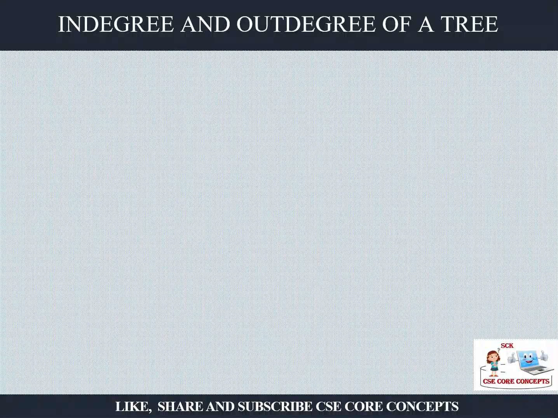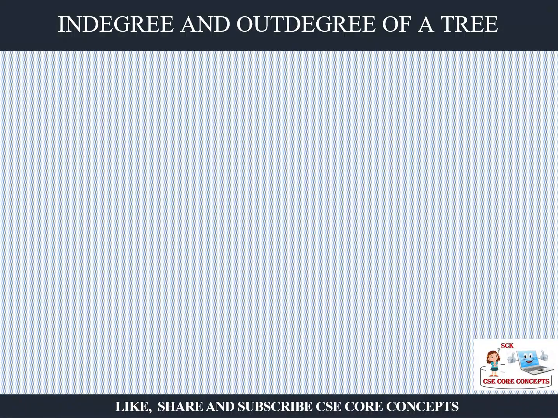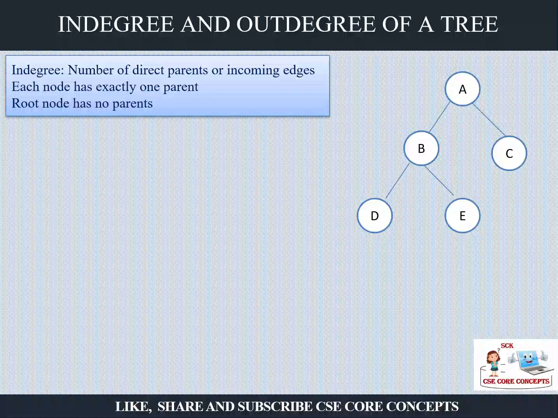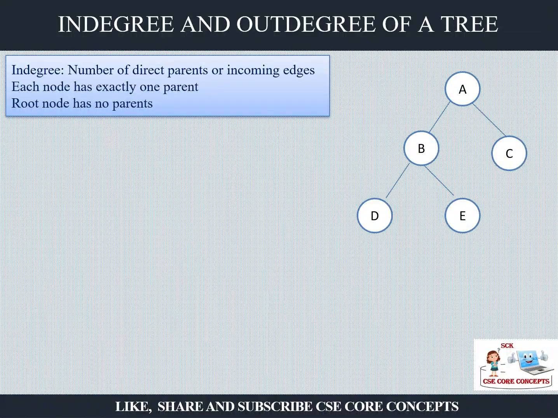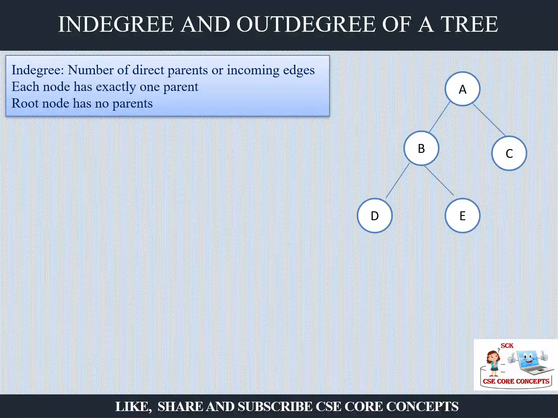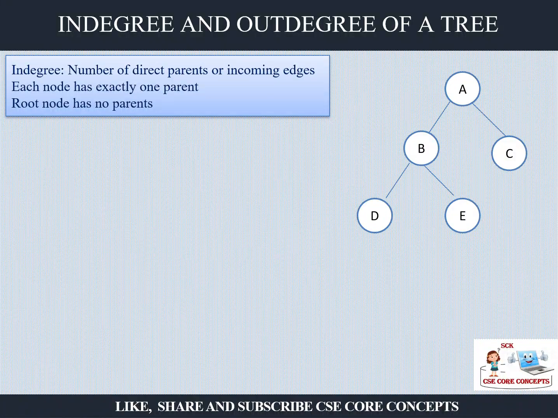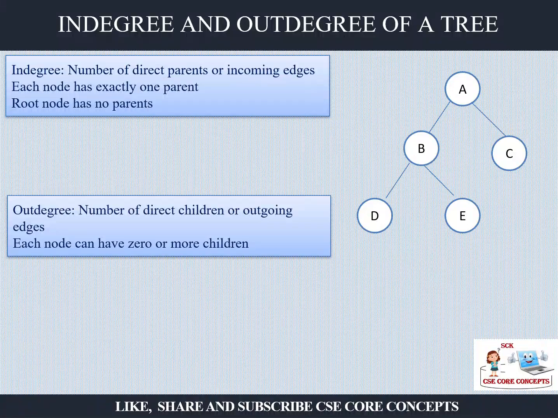Another concept about trees is the in degree and the out degree. To understand that, consider this tree. The in degree is the number of direct parents or incoming edges. Each node has exactly one parent, right? But the root node will have no parents. Root node does not have any parent. Now out degree is the number of direct children or outgoing edges. So in degree is how many edges are coming towards it, and out degree is how many edges are going outside.